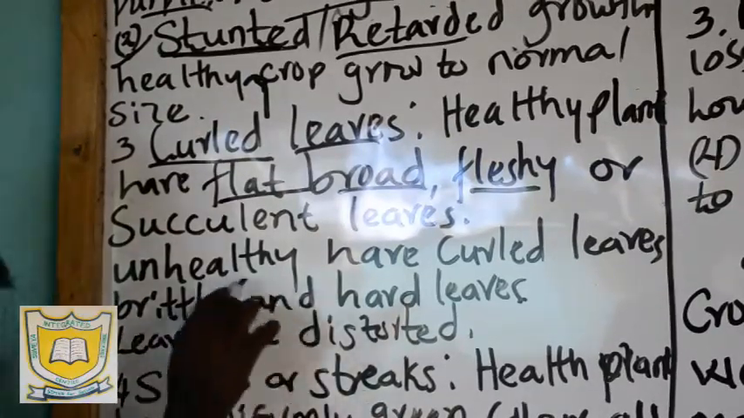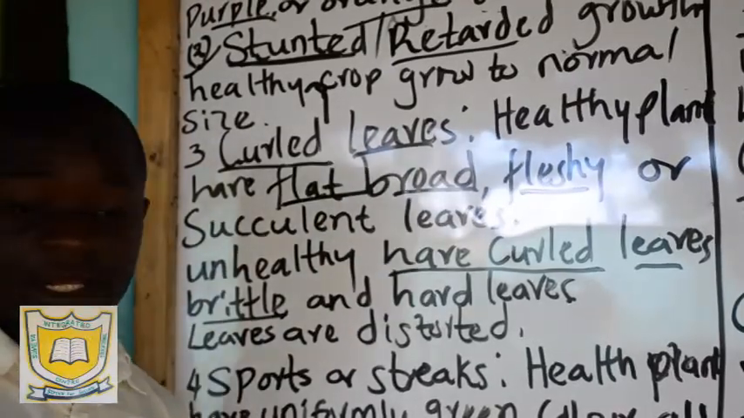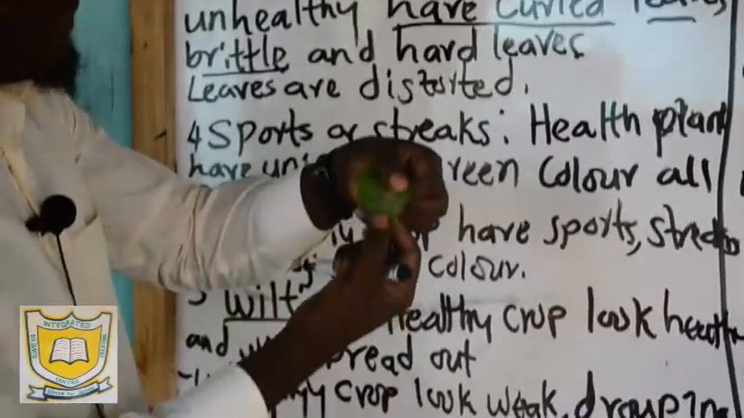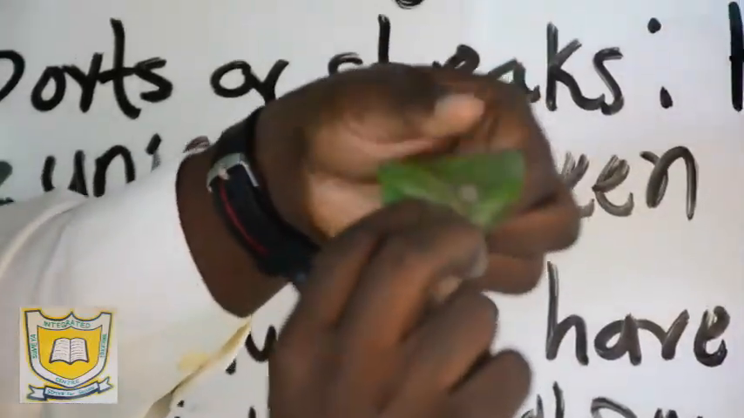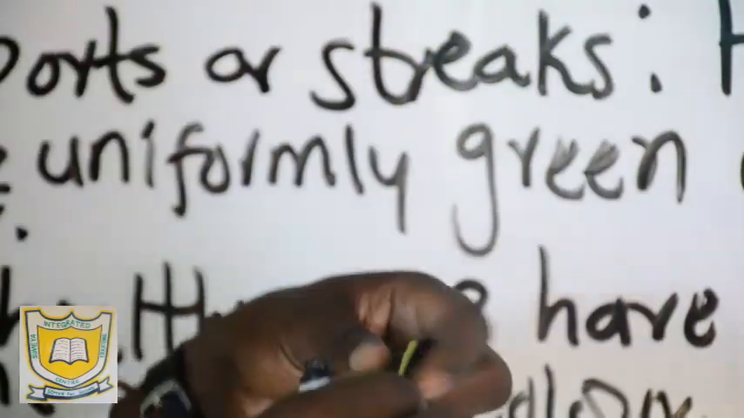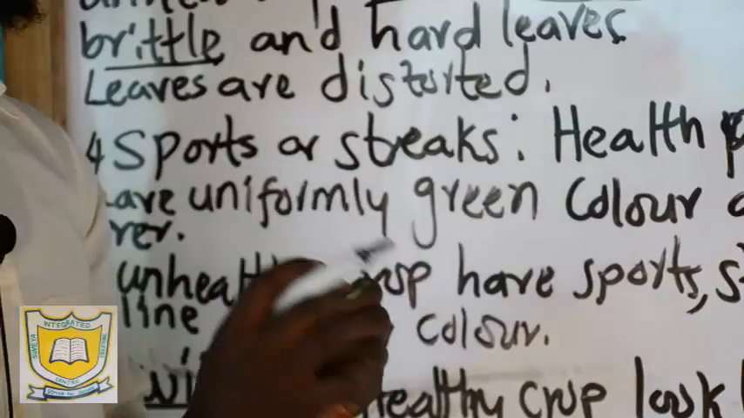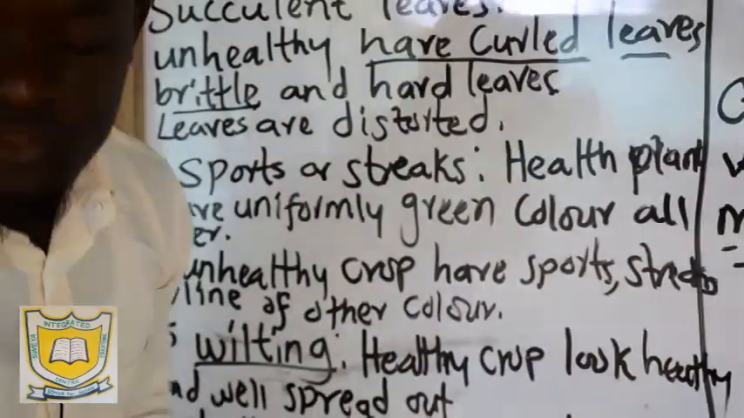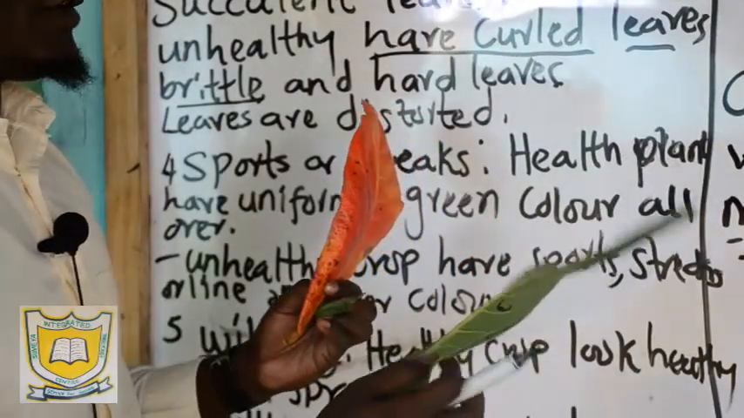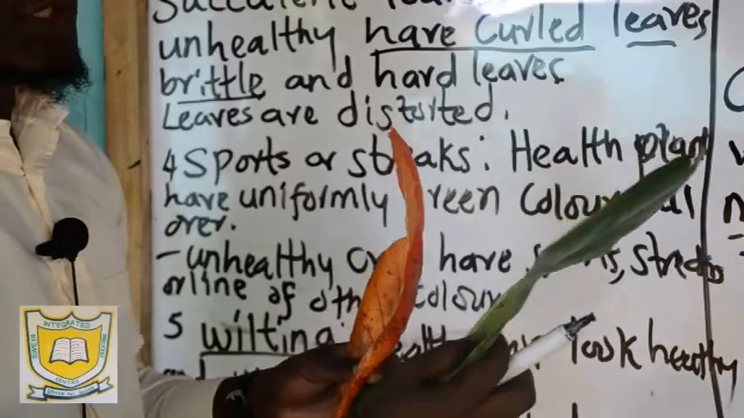Also, unhealthy leaves are curled and, in addition to being curled, they are brittle. When you look at this part of the plant, the leaves are not straight, they have some stretches. These stretches mean they are brittle. Other leaves that are not healthy are very hard. When you touch them, they are not soft. For example, if you touch this leaf and this one, they have different feelings. This one is hard, while this one is soft, fleshy and very succulent.